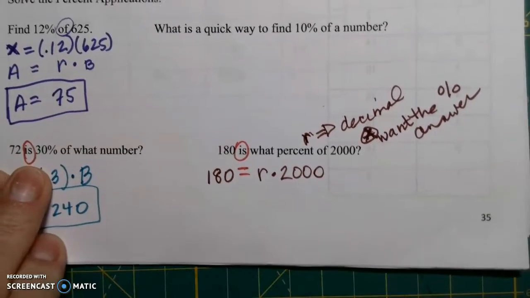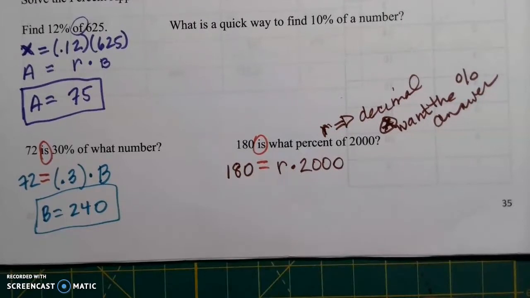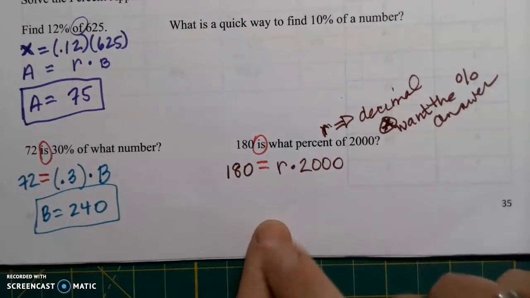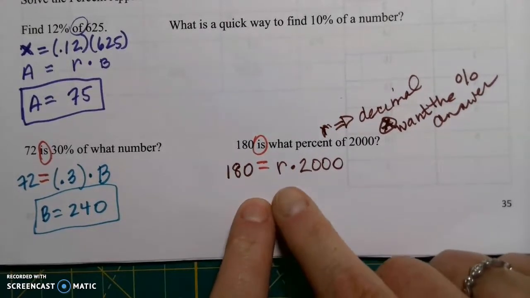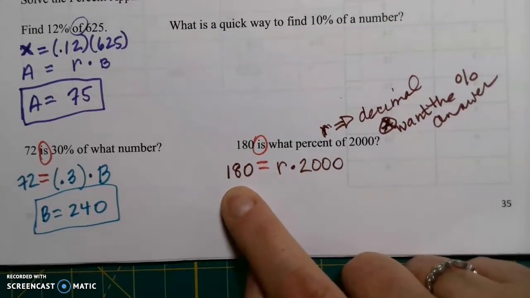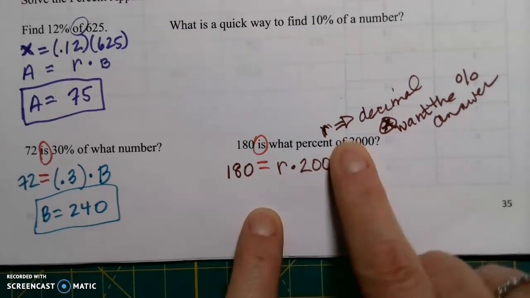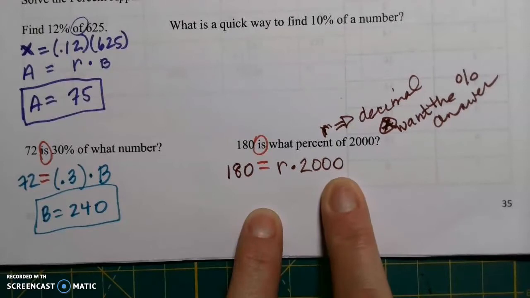All right, at the very end of the last video, I was talking about how we're looking for the rate here, and then the camera stopped taping, so here I am finishing up the rest of it. So the is going to be our equal sign, so 180 equals what percent, which is going to be our R for our rate, of 2,000, so multiplied by 2,000.